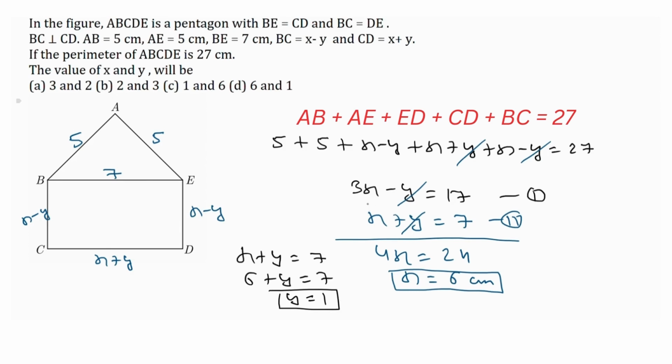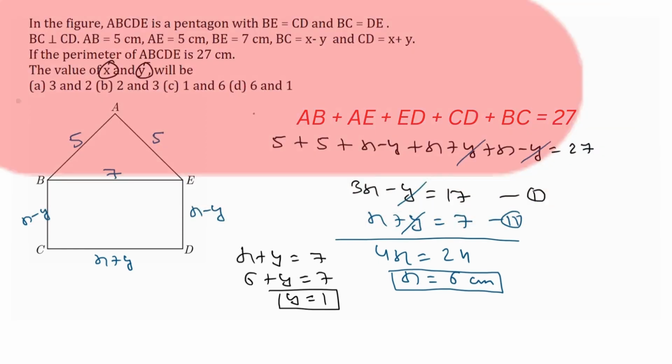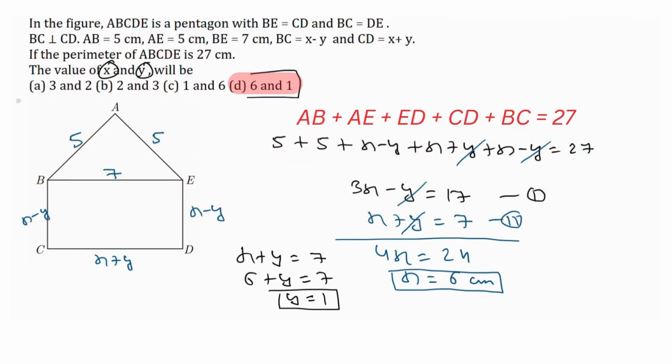So once we get the value of x and y, I think that is the question here. First we have to say the x and then the y. So x is 6 and y is 1. So D is the correct option in this case.